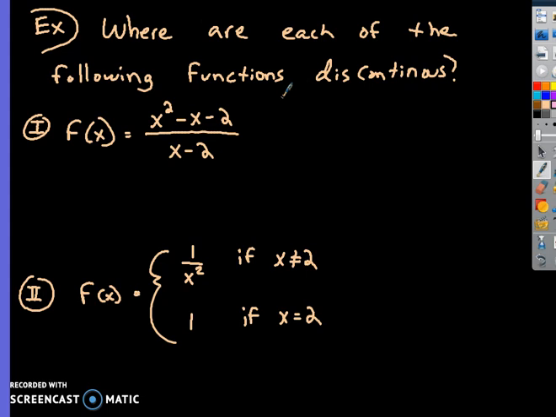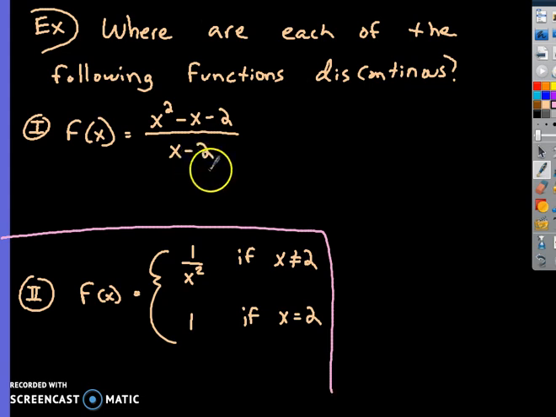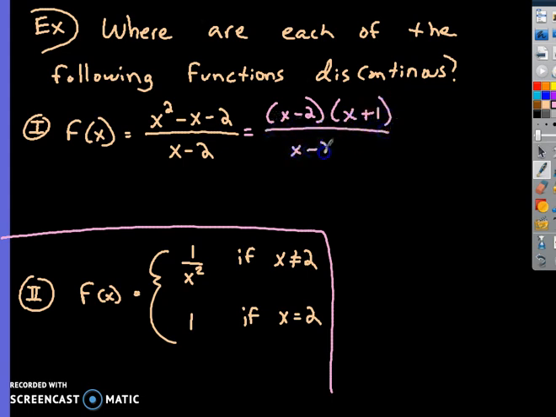Let's start with the very first one here. Looking at this function, you should know that it either has a vertical asymptote at x equals 2, or it may have a hole in the graph at x equals 2. The only way to know whether it's a vertical asymptote or a hole is to try to factor the numerator to see if anything factors out, and that would give you a hole. If that's true, the numerator factors to be x subtract 2 times x plus 1, divided by x subtract 2.